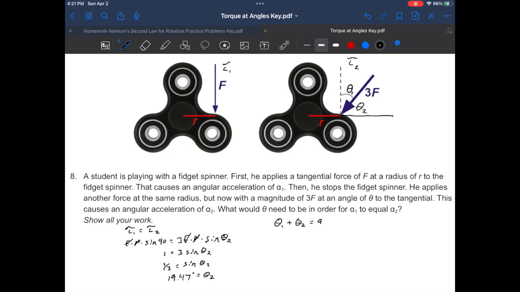We're not looking for theta 2, we're looking for theta 1, and we know that theta 1 plus theta 2 is 90 degrees. So theta 1 plus our 19.47 is equal to 90, I'm sorry. So then theta 1 would be 70.53 degrees. That is the angle that the question is looking for.